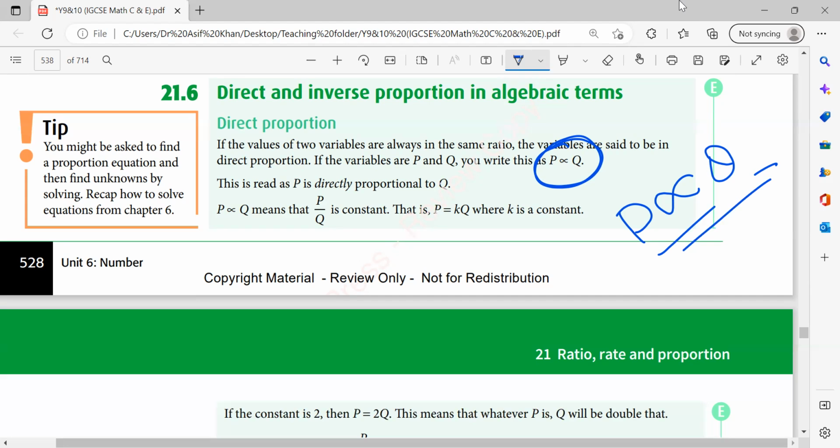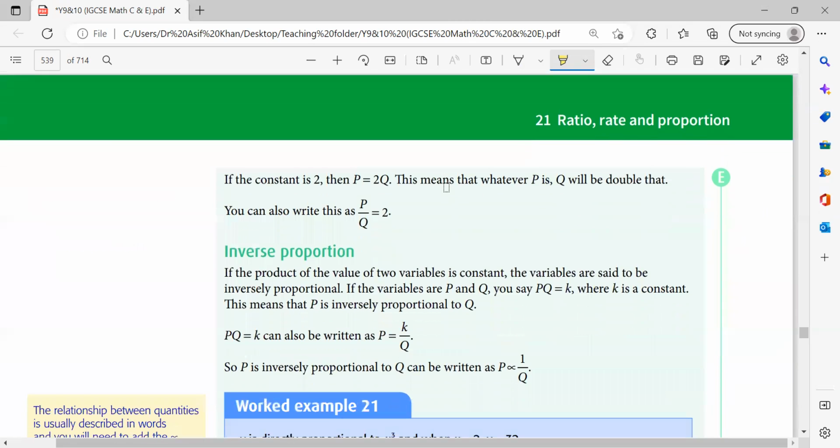And what will happen? This is not the equation. When we remove this sign of proportionality, it will become P is equal to KQ. Two things will come in place of this sign of proportionality: the equal sign and K. These two things will come when you remove this sign of proportionality. So this will always become the equation. Now, I will show you how the questions will be.